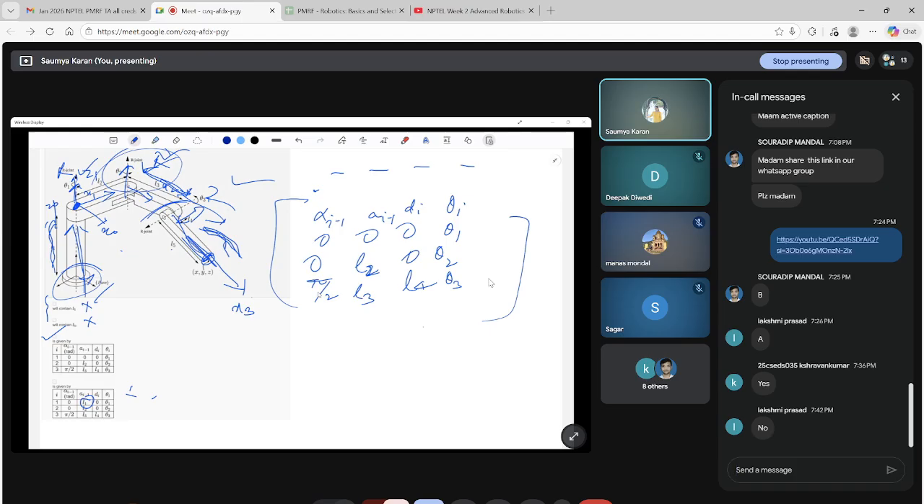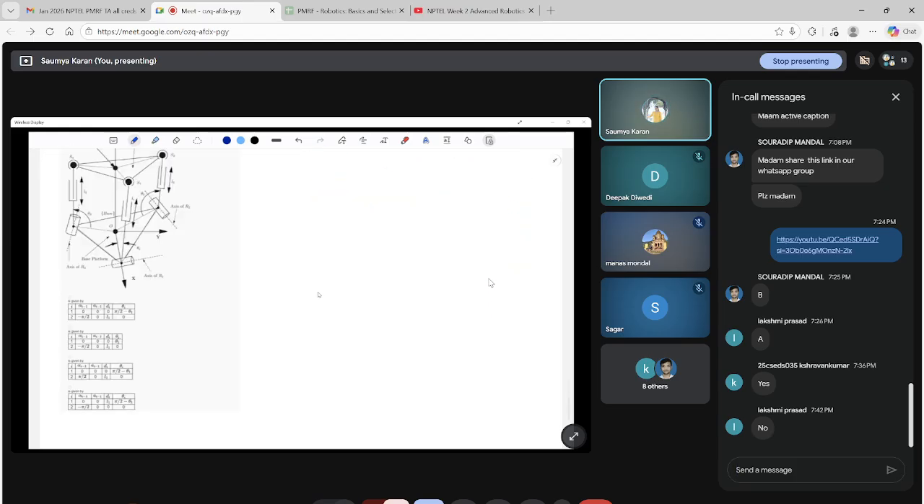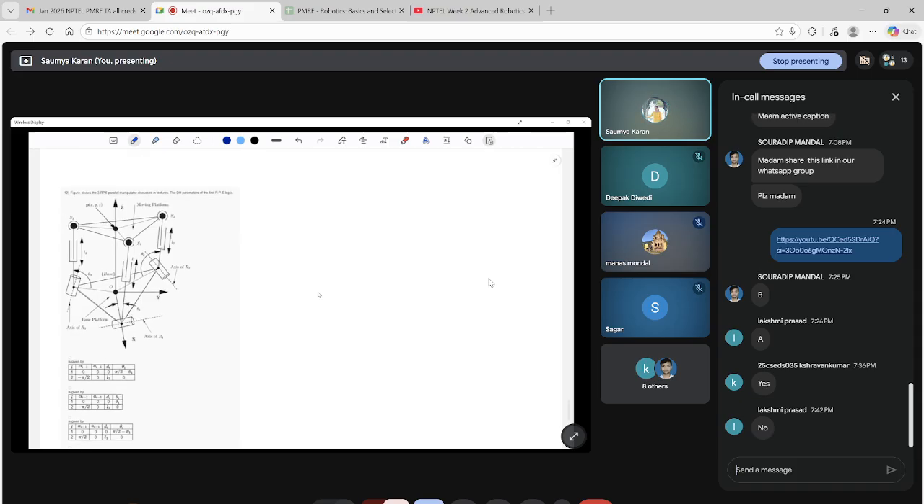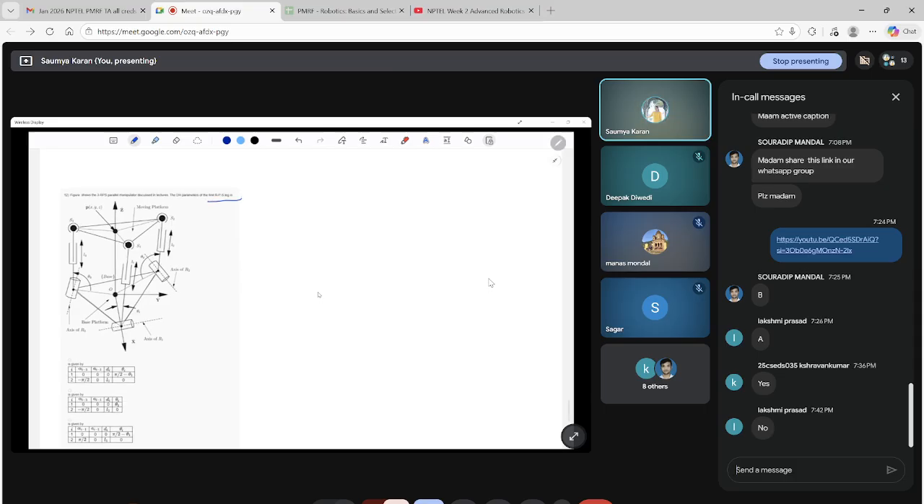Okay. Then let's move to the next question. This is the last question. I won't be solving it, but I want the answer from you. So what is happening here is it appears to be too small, right? So it is RPS joint, revolute, prismatic and spherical joint.